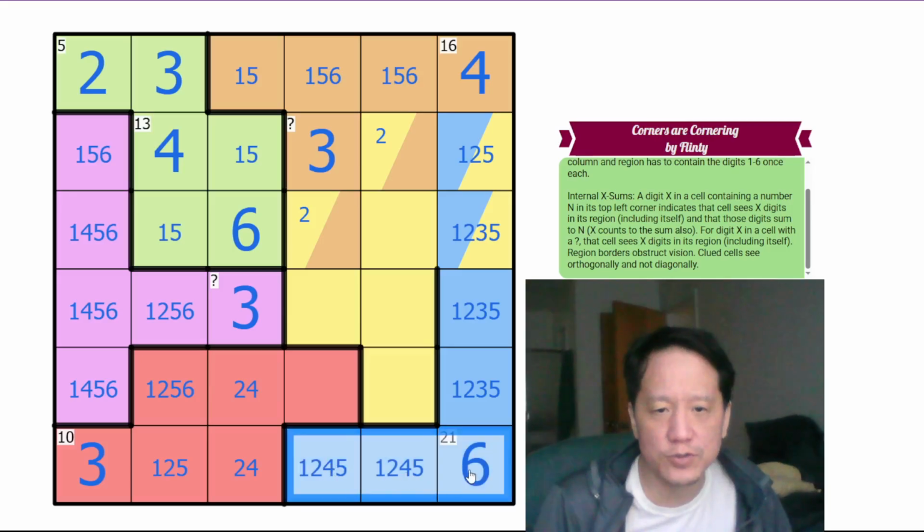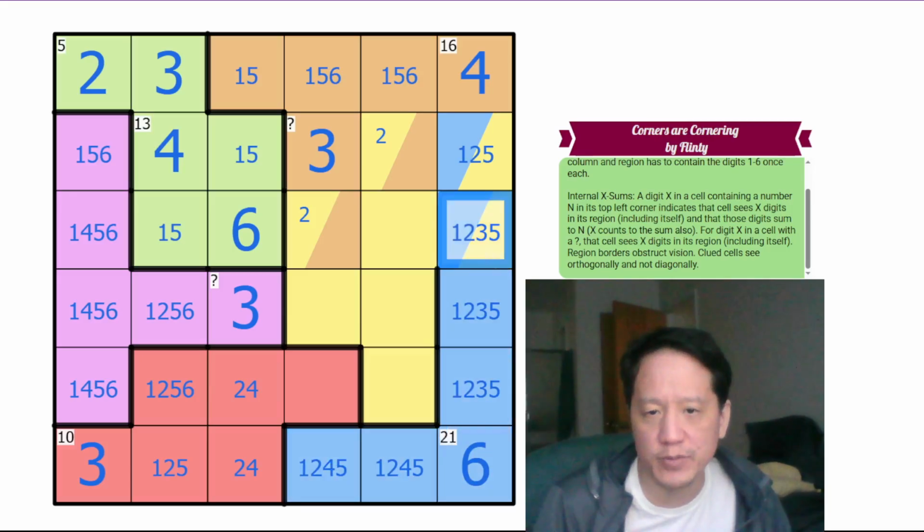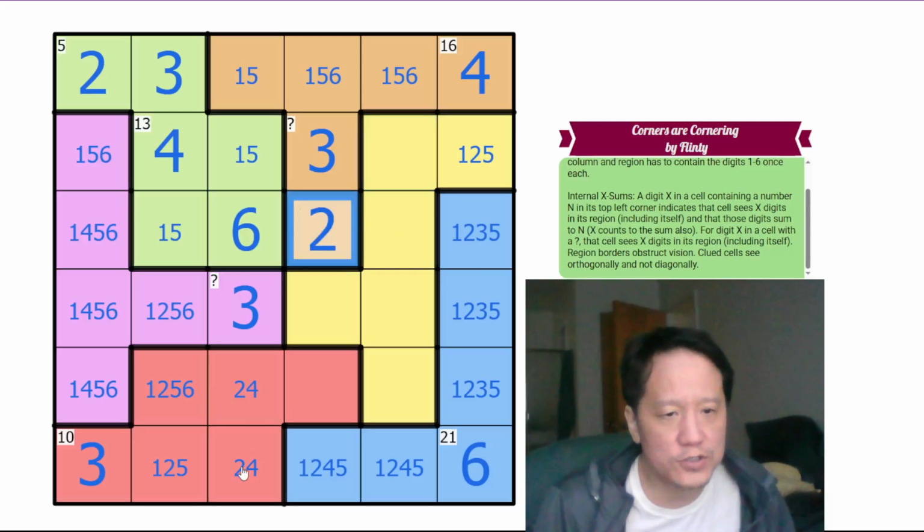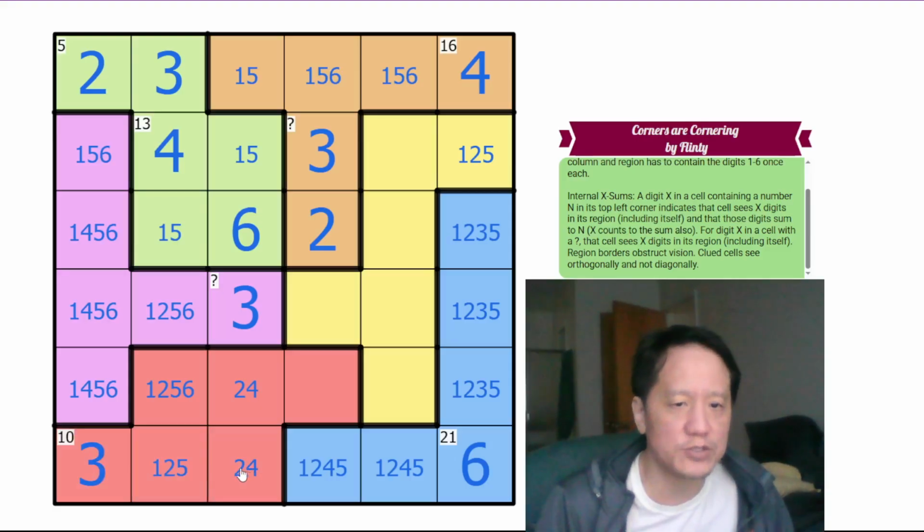We have 1, 2, 3, 4, 5, 6. So this can't be yellow. This is blue. That's done as a region. So this has to be yellow here because it can't be red. Because this sees only 4 cells. So this must be yellow here, which makes this orange. Okay. So this is not yellow. This is not orange. So therefore, this is a 2. This is 2. This adds up to 10, so it must be 2 and 5.